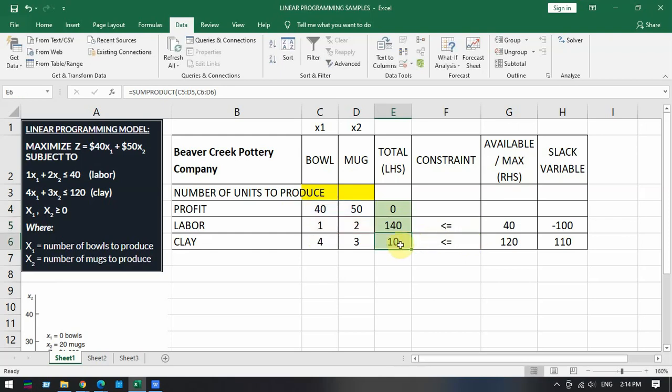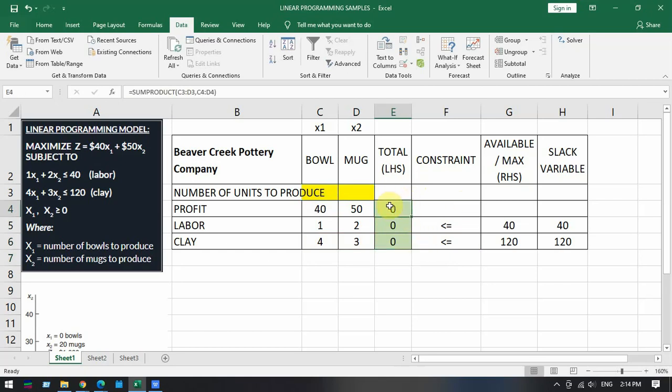The same with this in clay. We are correct when it comes to the coefficients for clay, but when it comes to the other items that we need to multiply, it's now changed to labor instead of the number of units to produce. Now, if you do not know the use of the dollar sign, what you will do is move them one by one like this, right? But again, if you have a lot to change and edit, it will take you some time.